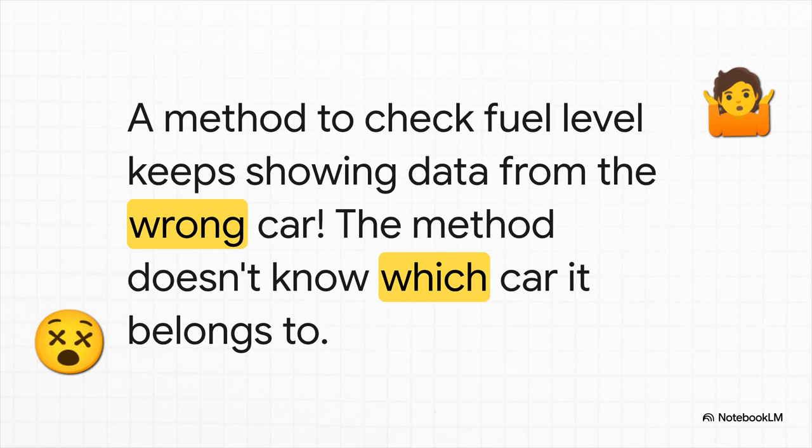He creates a gray coupe, and then he creates a blue coupe. He asks the blue coupe for its fuel level, but the program shows him the fuel level of the gray coupe. The getFuelLevel method is totally confused. It has no idea which specific car object it's supposed to be checking.